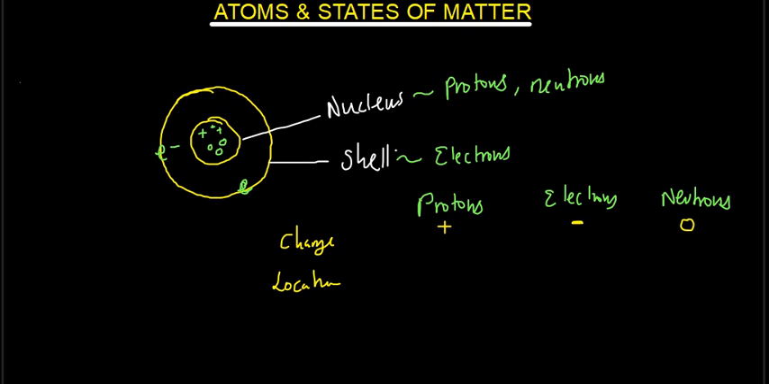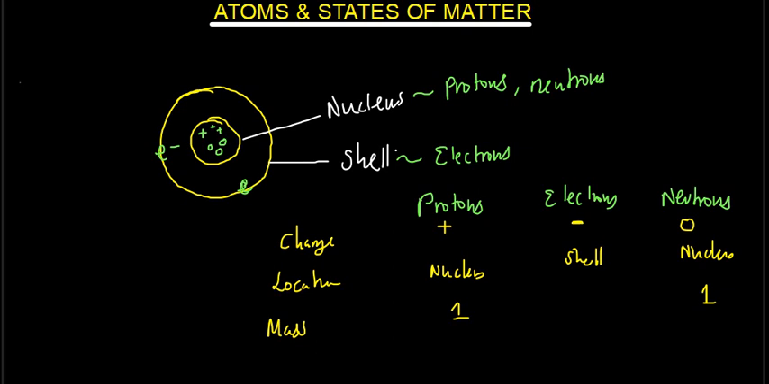Protons are found in the nucleus. Electrons are found in the shell. Neutrons are also found in the nucleus. And then, how about their mass? The things which are found in the nucleus are heavier than electrons which are found in the shells. So the mass of a proton, we say that its mass is 1. Same with a neutron. Remember, these two are in the nucleus. Its mass is also 1.